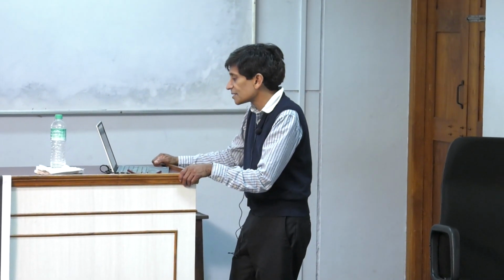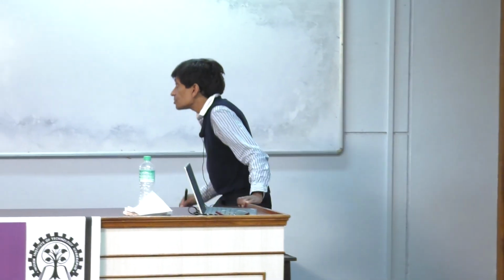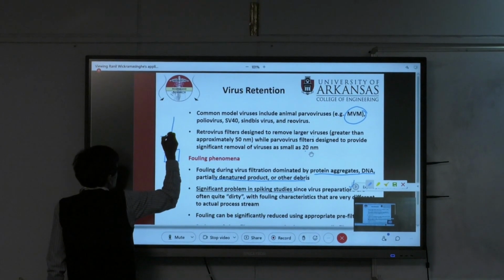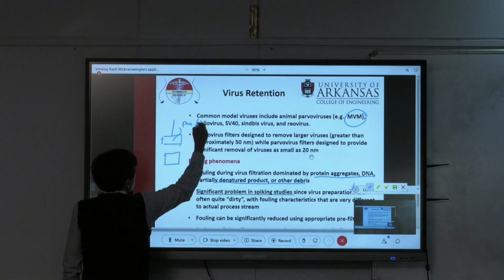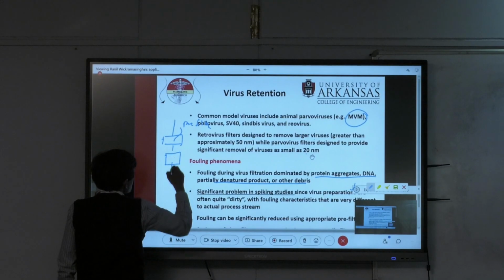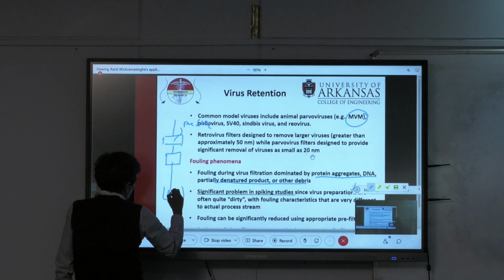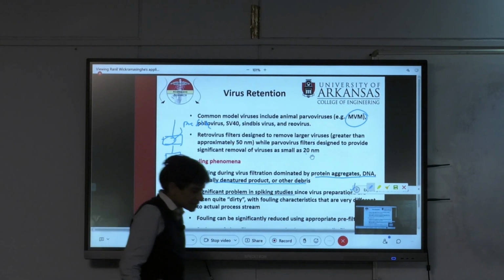Fouling can be significantly reduced using appropriate pre-filters. Scale-up of virus filters uses the same basic strategy as sterile filtration. Okay, so a virus pre-filter is an interesting area. How much time do we have? A few minutes, okay. So if you have your virus filter here, okay, so the feed comes like this. Typically, you have an inline pre-filter. And then you have your virus filter. And in a spiking study, you would then collect your permeate here. Okay, so the pre-filter is interesting.